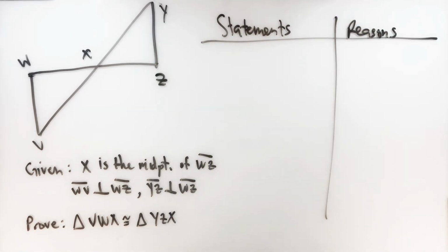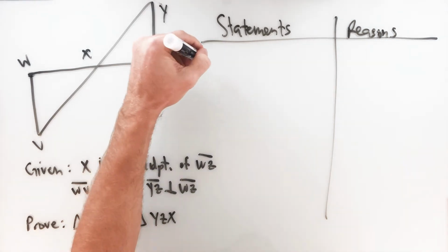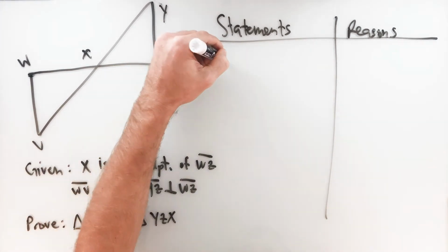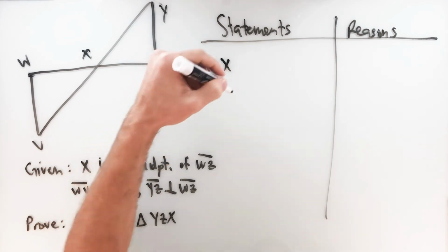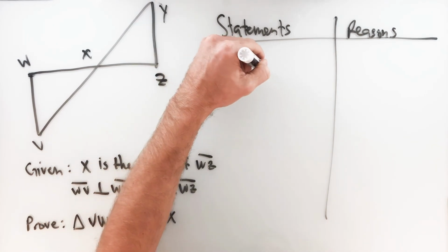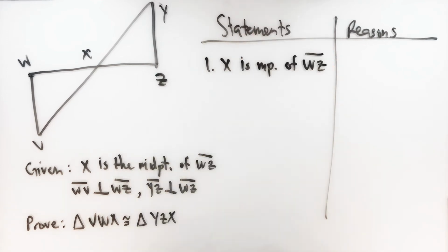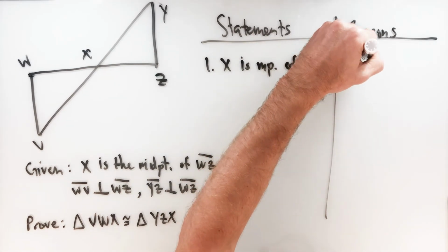All right. Now notice in the given, I didn't tell you any congruent parts. So this is going to take a few steps to get everything that we need fleshed out of this. But as usual, the best place to start is what we know. So the first piece of given information is that X is the midpoint of WZ, which is given.